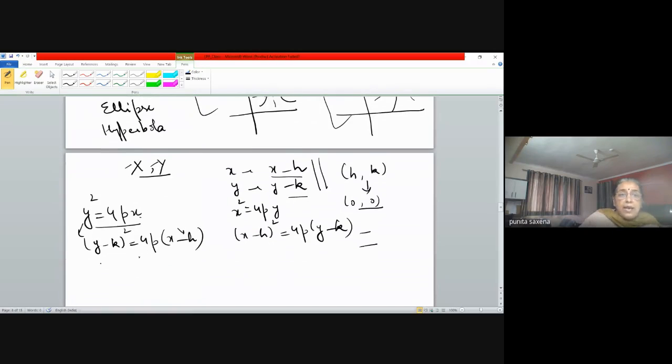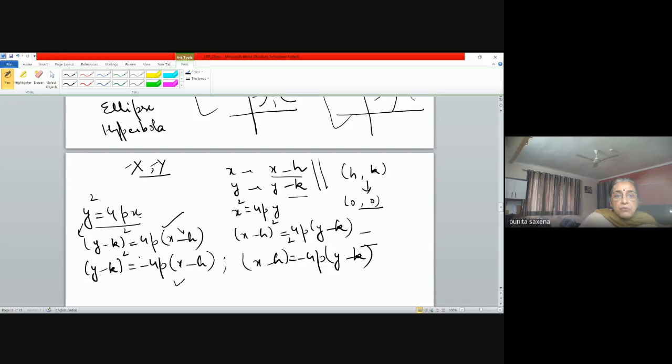Like I can have this equation as y minus k whole square equal to minus 4p into x minus h, and here I can have something like x minus h whole square equal to minus 4p into y minus k. So I have a parabola opening right, left, up, down. The equations remain the same. The rest of the rule remains the same, right?